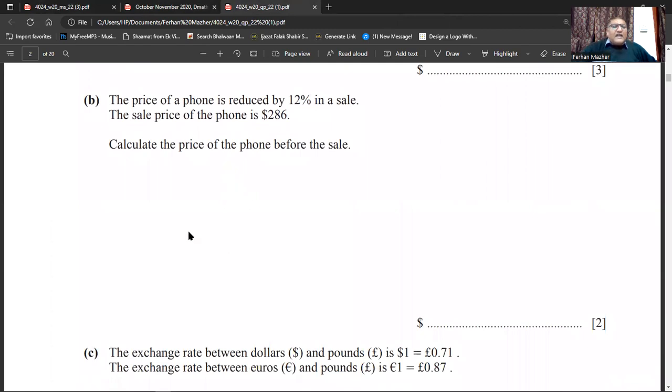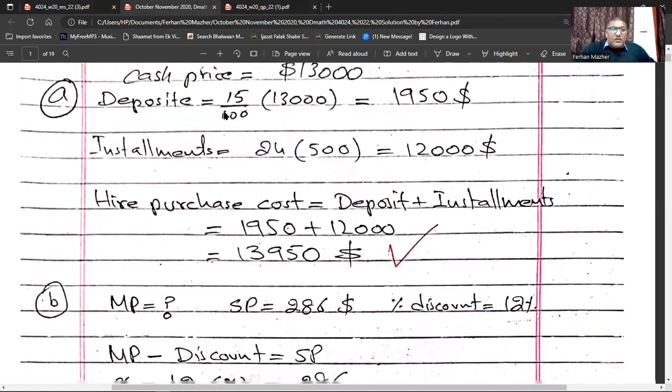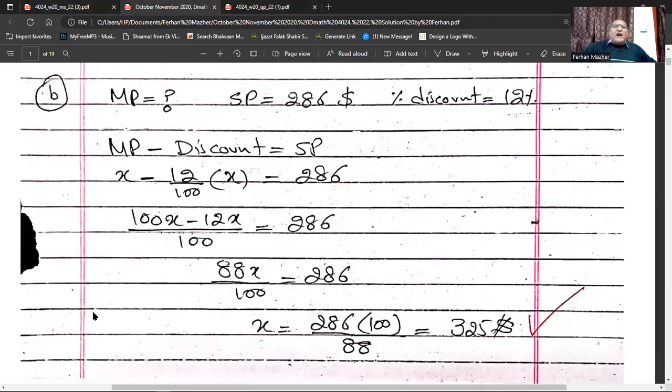Okay. Then it says the price of a phone is reduced by 12% in a sale. The sale price of the phone is $286. Calculate the price of the phone before the sale. Here the sale price is given. The mark price is questioned. Discount is 12%. You know the formula is mark price minus discount is equal to the sale price. Suppose that the mark price is X. So from X, you will reduce 12% of X, and that will be equal to 286. So you will have X minus 12 by 100 of X is equal to 286.